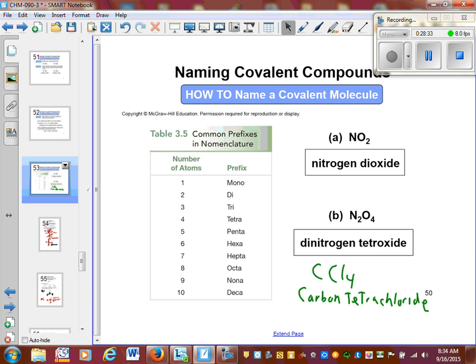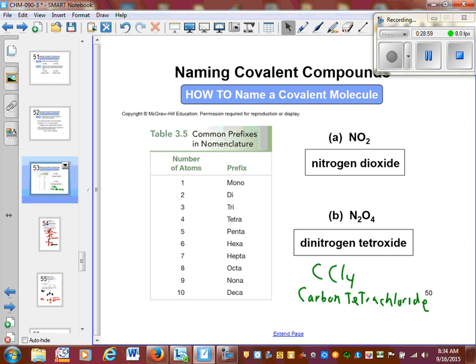NO2. If the first subscript is a 1, we don't put it. It's not mononitrogen. We leave the mono out. So it's nitrogen dioxide. Remember when we did ionic compounds? They all ended in IDE. These all end in IDE too. Here we have a 2, so it's dinitrogen tetroxide.